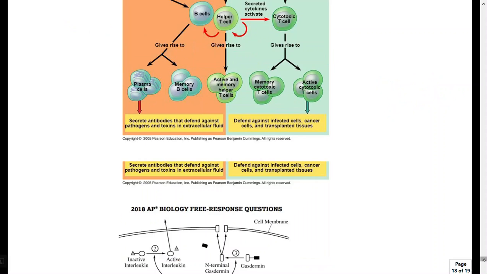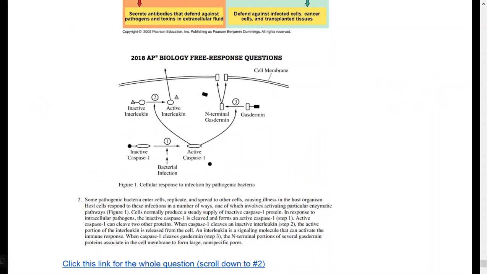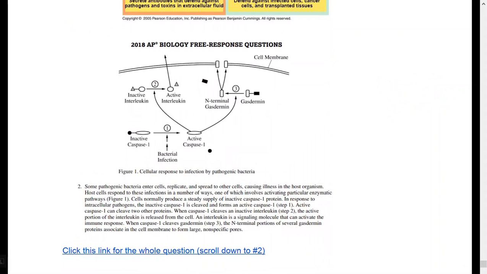Okay, so now let's look at the 2018 AP free response question 2. We talked about this one before, but we're going to go in a little bit more depth. I'm not going to answer the entire question, just the ones that really pertain to a lot of what we've been doing, and a lot of what could be on the AP.